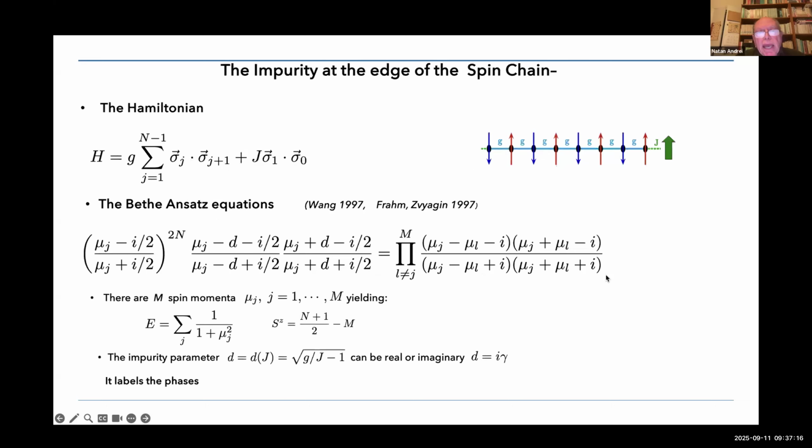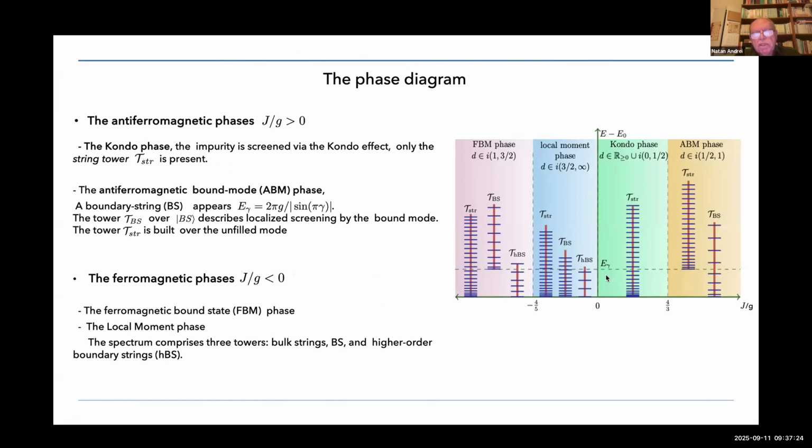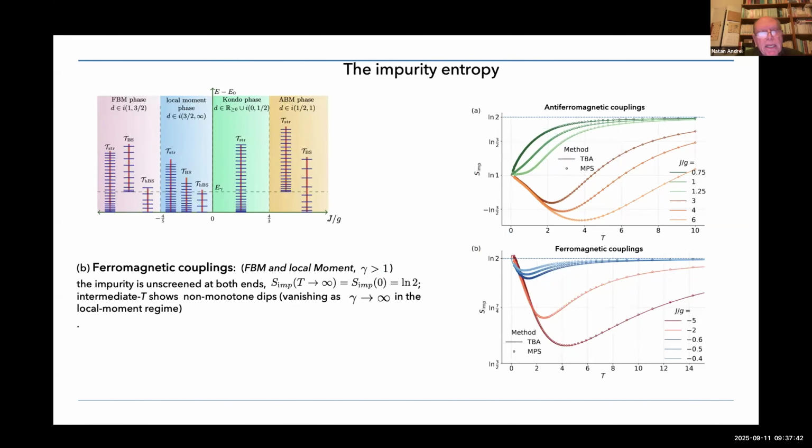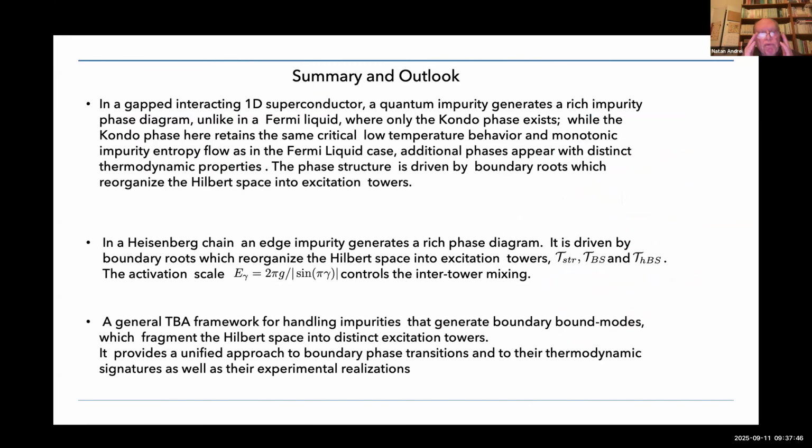And then, if I had time, I would talk about the spin chain, again, about various towers that occur in the different phases. And now, again, we have non-monotonic phases that are driven by new bound states that appear and reorganize and split the Hilbert space. So here is the final summary. I've talked about this part. The Heisenberg chain, again, with an edge impurity, generates a rich phase diagram driven by boundary roots which reorganize the Hilbert space into an excitation tower.